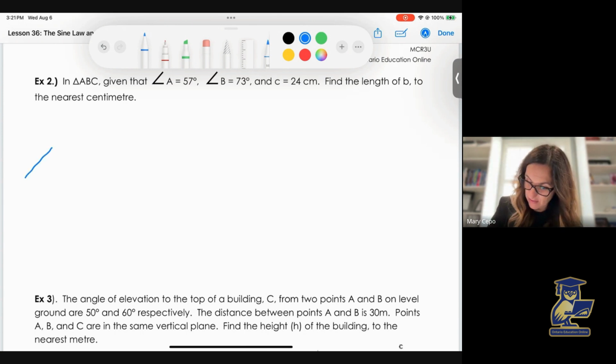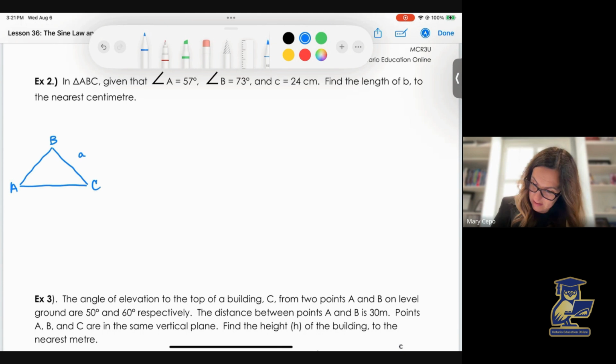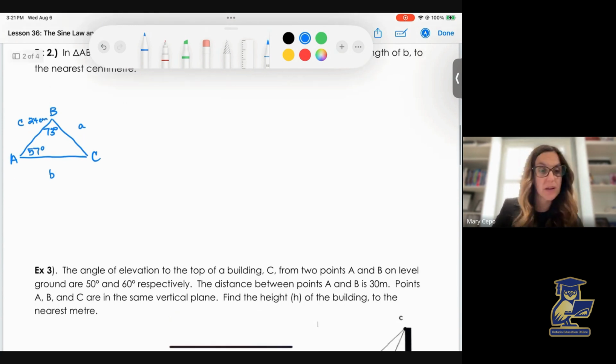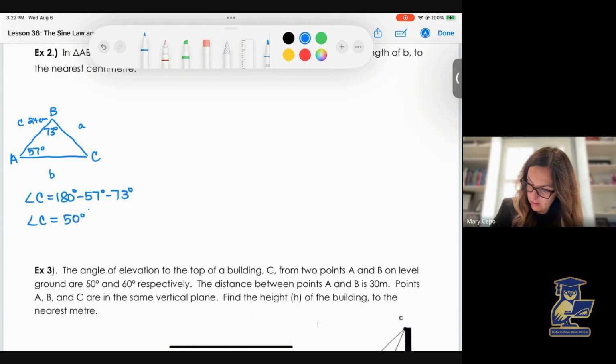But we have A is 57 degrees. Okay, so we'll say A, B, and C, opposite angle A, side B, side C. Angle A was 57 degrees, angle B is 73 degrees, and side C is 24 centimeters. Because we're already given the two angles, we can determine the third angle by taking 180 minus 57 minus 73 degrees. So angle C is going to equal 50 degrees.